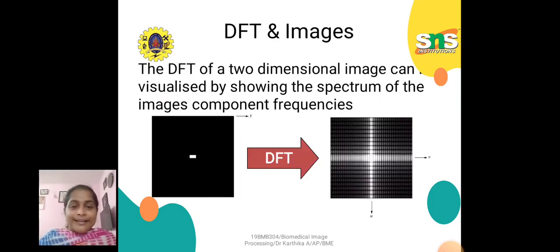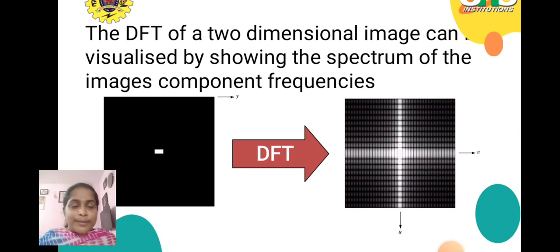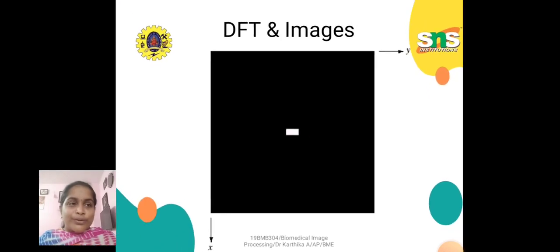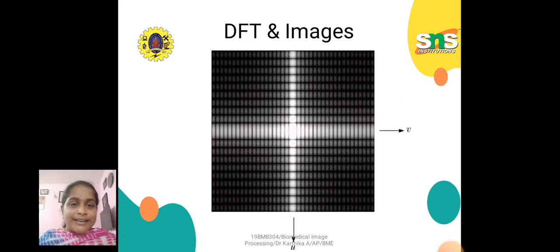Okay. See here the DFT of the two-dimensional image. It can be visualized by showing the spectrum of the image component frequencies. First one is our two-dimensional image visualization and the second one is our DFT output. It shows the spectrum of image components with different frequencies. See here the input, it is expressed in x,y two-dimensional image. And see here the output spectrum of intensities, it is expressed in u,v.